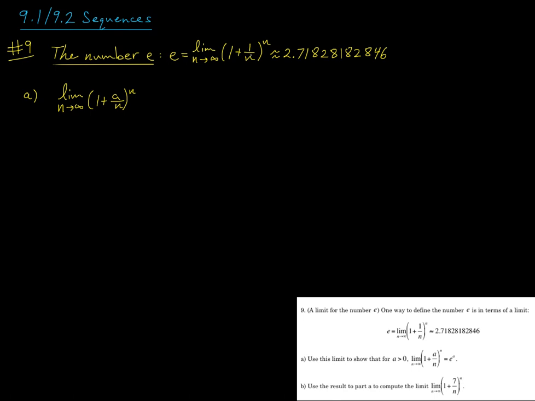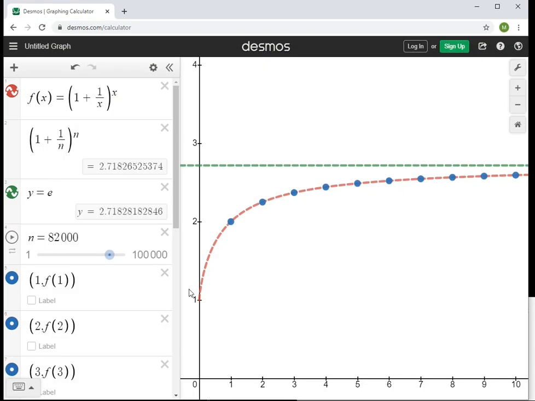And there's a certain balance that happens here, right? The base is approaching 1, but the exponent's approaching infinity. And in that balance, this quantity converges to this number we define to be e. And it's approximately equal to 2.71828182846.